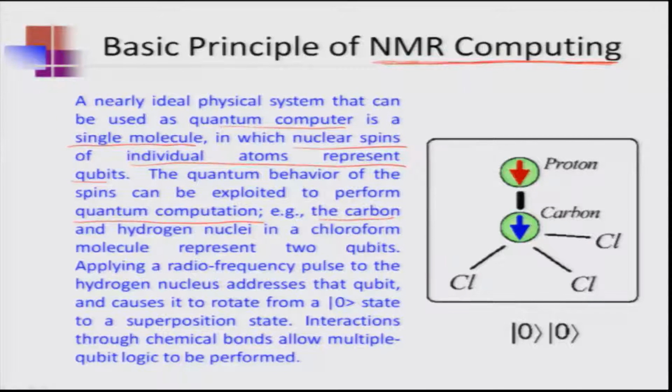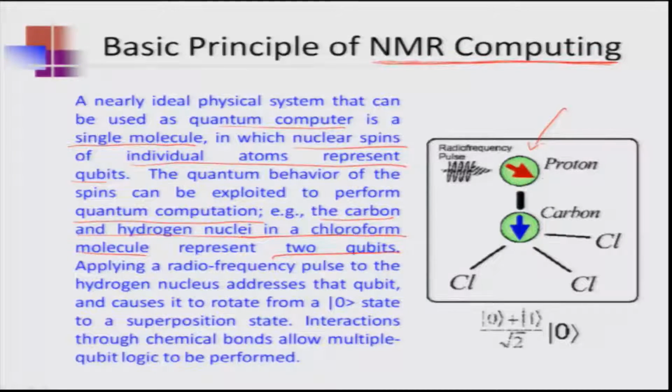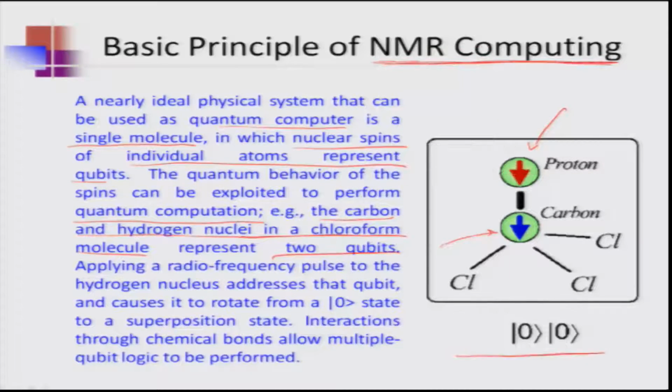For example, the carbon and the hydrogen nuclei in a chloroform molecule, which is this particular molecule CHCl3, represent 2 qubits. So, one of the qubits is the proton coming from the hydrogen atom, and the other one is the spin state of the carbon 13 atom inside the molecule. The radio frequency pulse to the hydrogen nucleus only addresses that qubit, and it causes it to rotate from a state which let us say is the 0 state to a superposition state. Okay, so, it is the 0 state changing to the superposition state, because that is rotating as a result of the applied radio frequency pulse only.